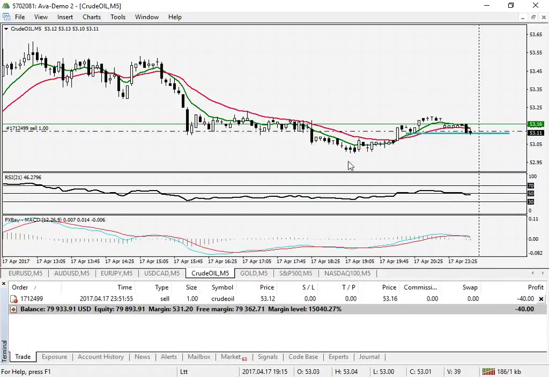Let's say I have an order that I want to take profit when it comes down here. I can right-click on my order, hold the right click button down, drag it down, and I can put a take profit order right here because I'm a seller right now. And if it hits that line, I can make 120 bucks.